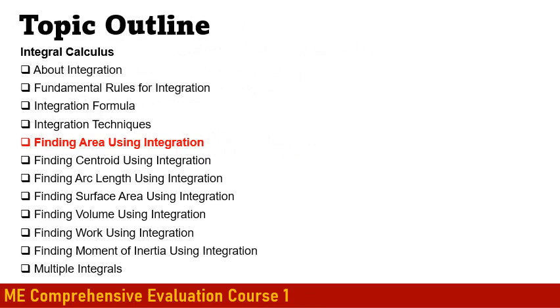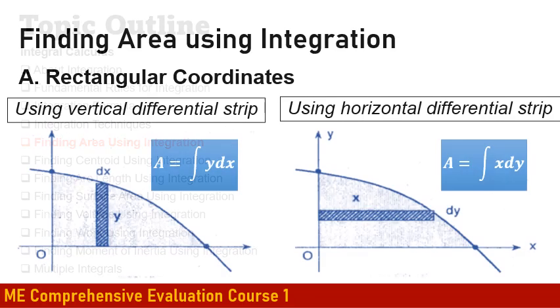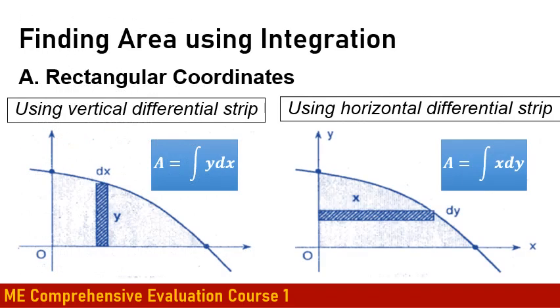So finding areas using integration. In finding areas using integration, we will use this formula if they are in the rectangular coordinates, meaning the xy plane. Using a vertical differential strip, our area is simply the integral of y dx. So y represents the length and dx the width. If we have a horizontal differential strip, we will have the integral of x dy, where x is the length, dy is the width.